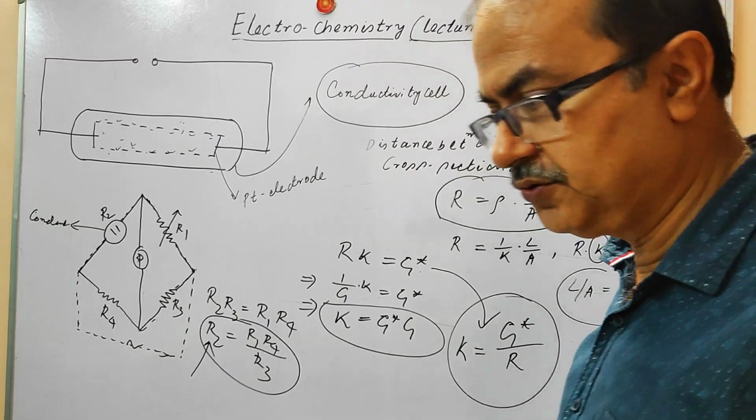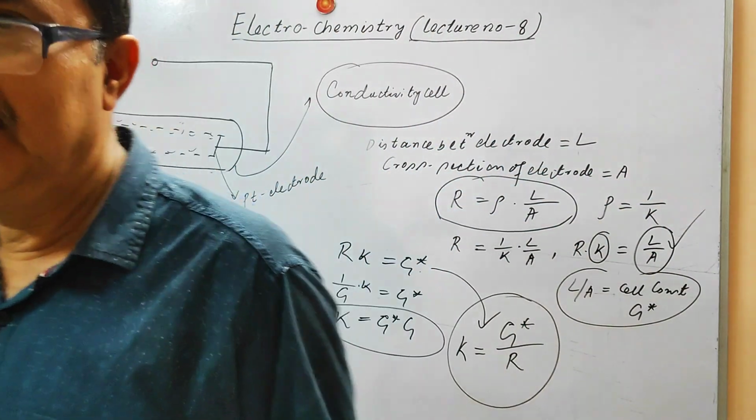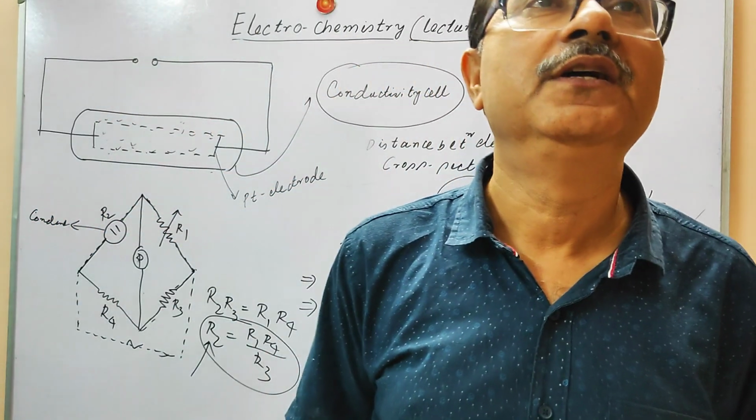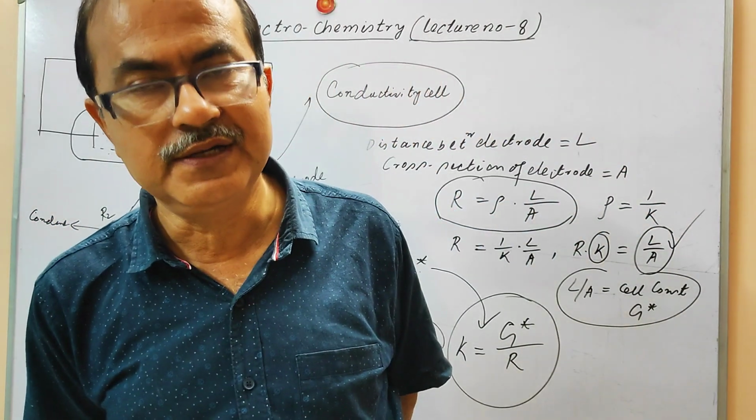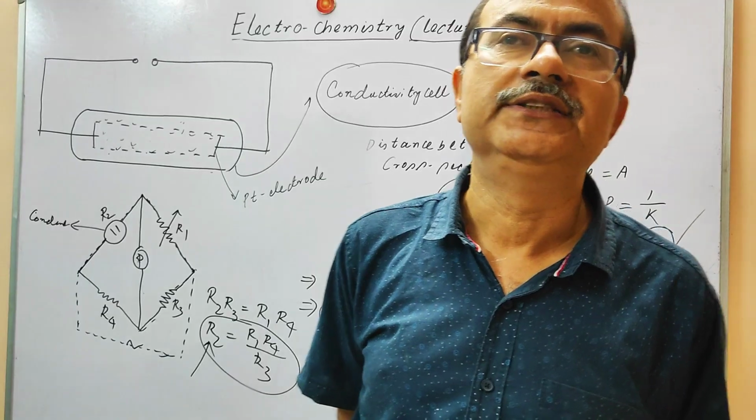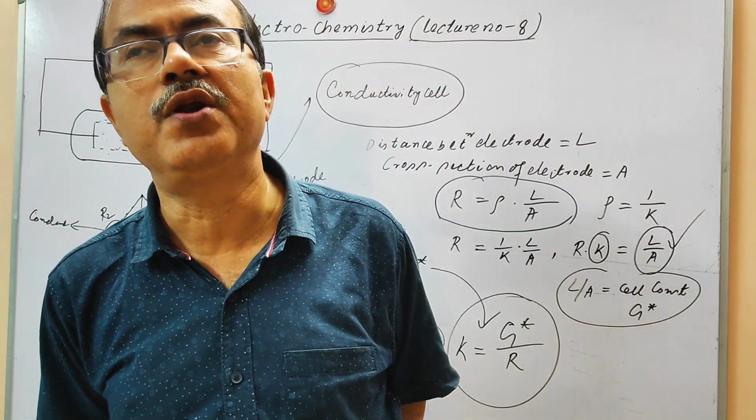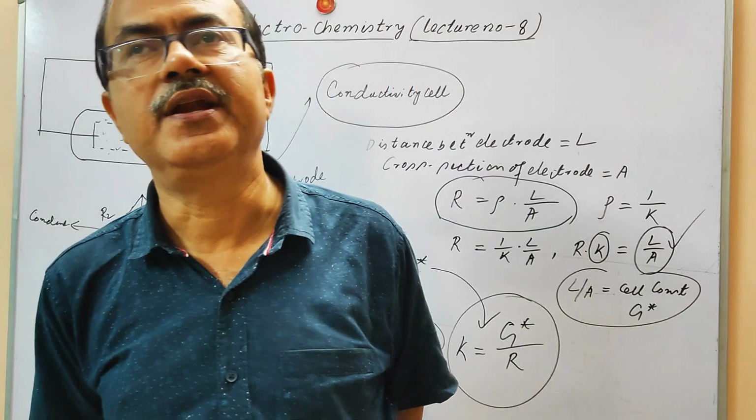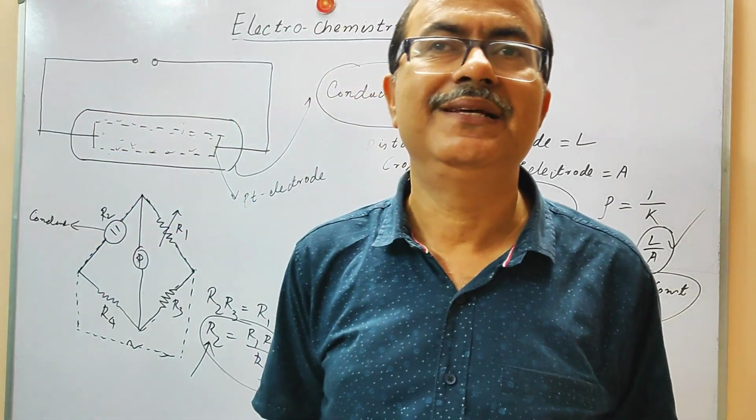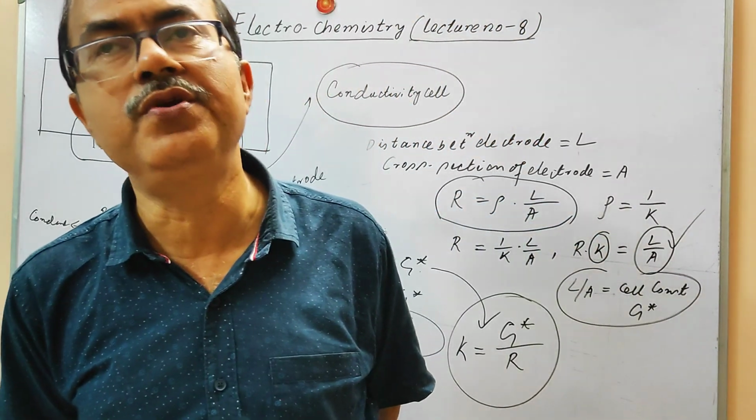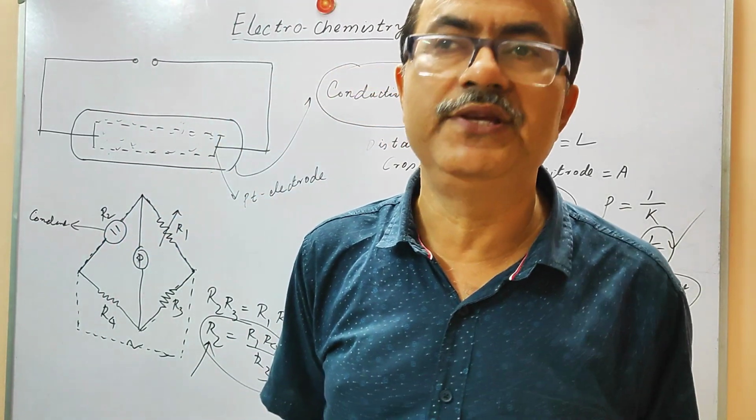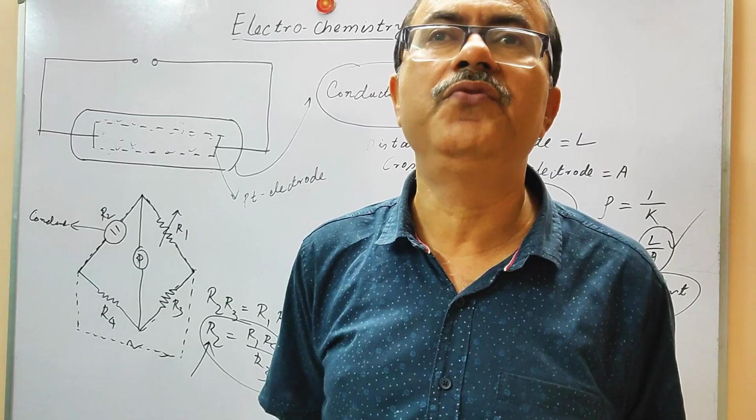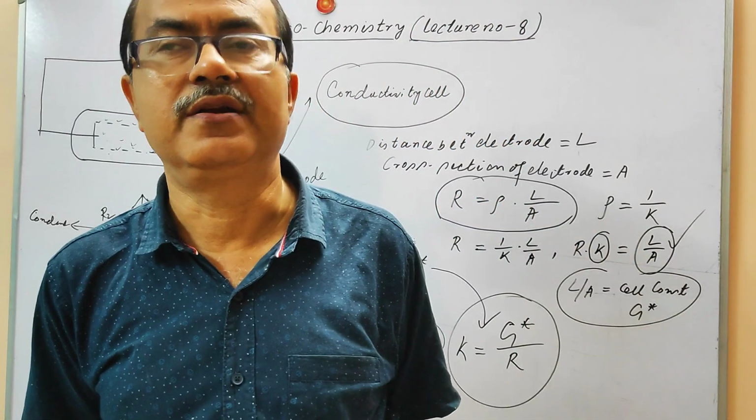That is all for today's lecture. In this lecture, we have discussed 2 very important points. Number 1, different types of conductors, and number 2, how to measure the conductivity of ionic solutions. That is, we understood the conductivity cell and Wheatstone bridge, how we can apply the Wheatstone bridge to measure the resistance, and accordingly we will be able to calculate the conductivity of this.